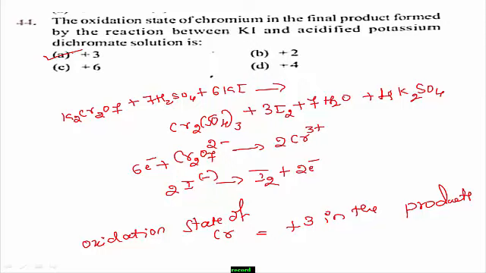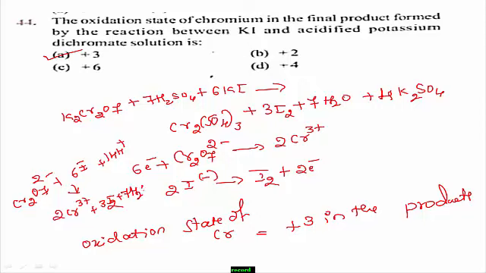Students, if you want to write the reaction simply, just write dichromate ion Cr2O7 2 minus plus 6I minus plus 14H plus gives 2 Cr3 plus plus 3I2 plus 7H2O. Yes, this reaction also helps to mention the answer. Yes, option A +3 is the right answer.